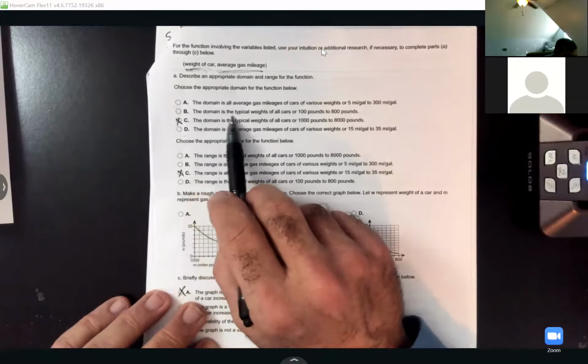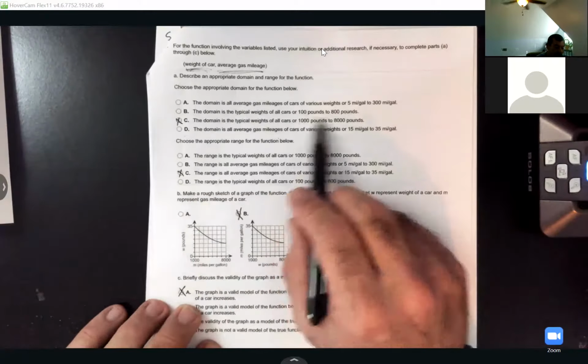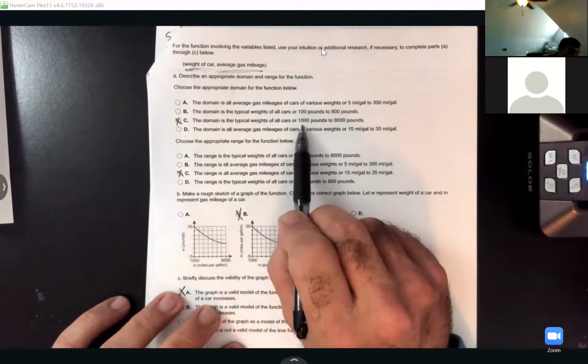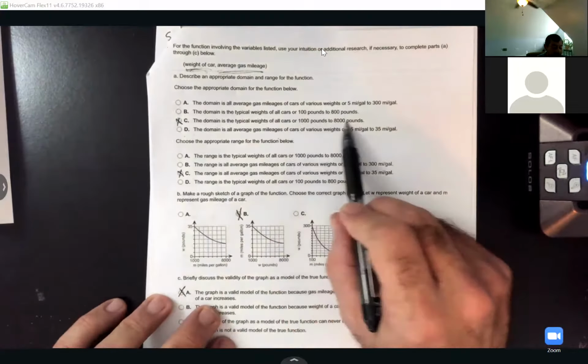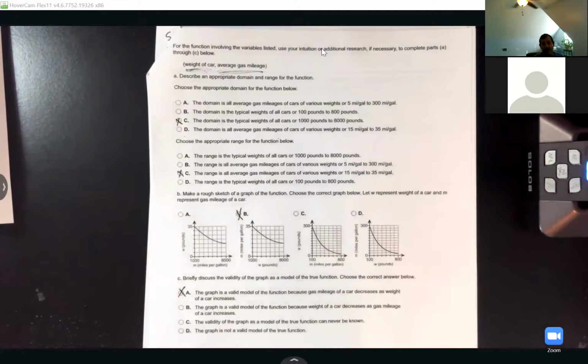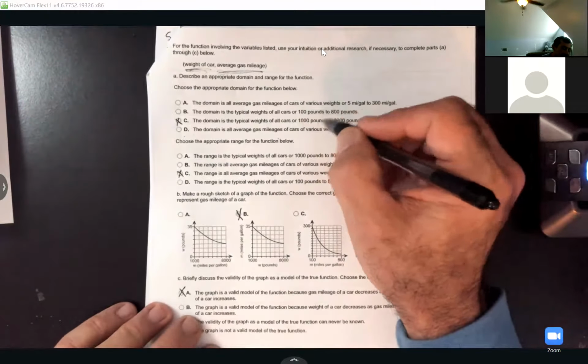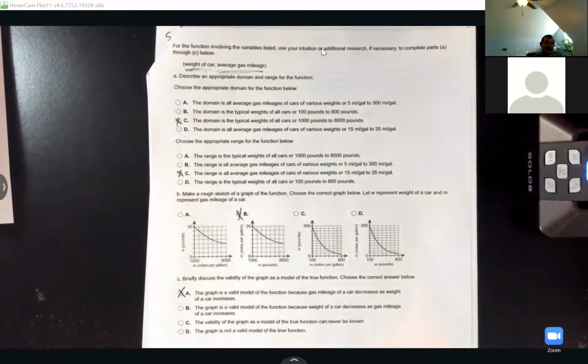So I looked at the car weights. This one had cars weighing between 100 and 800 pounds. Well, y'all, cars can weigh a few tons, which is like 2,000 pounds a ton. So I went with C because it had from 1,000 pounds to 8,000 pounds. I thought that'd be more like the weights of the cars versus 100 pounds to 800, okay? So sort of find one that matches the domain values you think you're going to get.